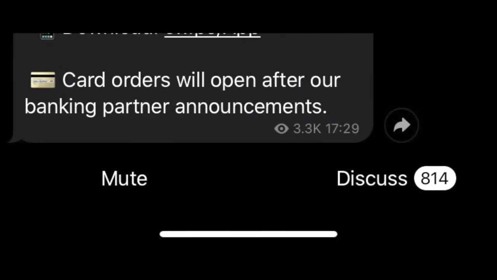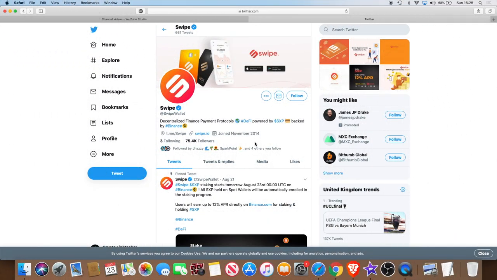But they actually did mention that they have a banking partner and that was going to be announced also, all right? So just think how big that's going to be for Swipe and who this banking partner is going to be. When they announce it, I reckon that there might be a bit of FOMO and there's probably going to be some fireworks in the Swipe price.